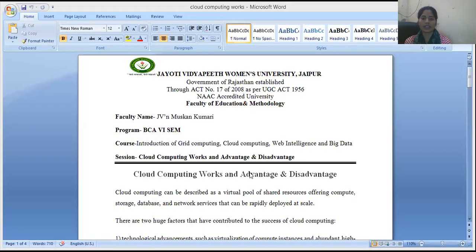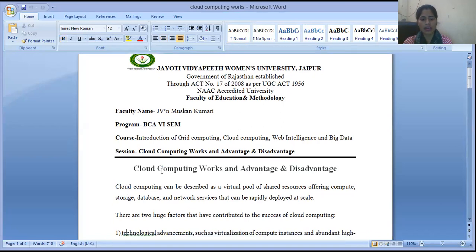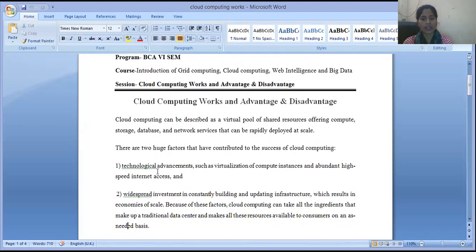Cloud computing. So now, what is cloud computing? How does cloud computing work? What are the advantages and disadvantages of cloud computing? We are including all these points in this session.